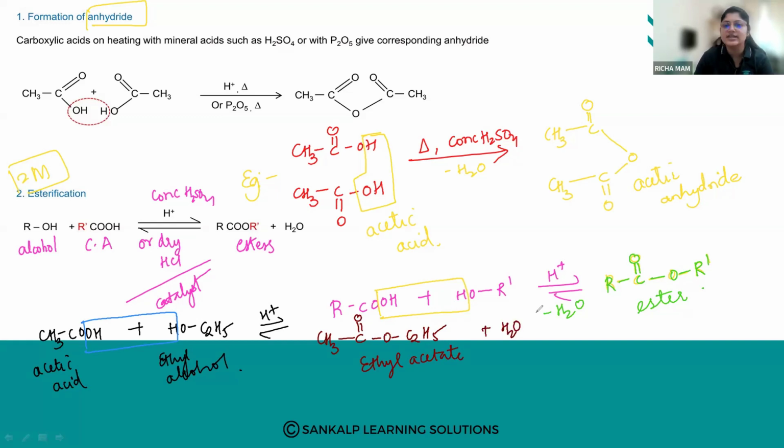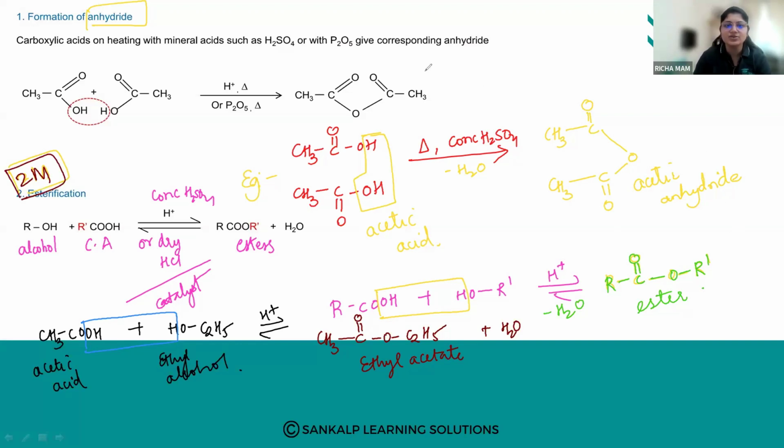Is it clear? So this is the esterification reaction. Very important, mark important, 2 marks question. Carboxylic acid, when it reacts with alcohol in the presence of concentrated H2SO4 or dry HCl as a catalyst, forms esters. So RCOOH with ethyl alcohol in the presence of H plus will give you ester. We are getting ethyl acetate as the ester.